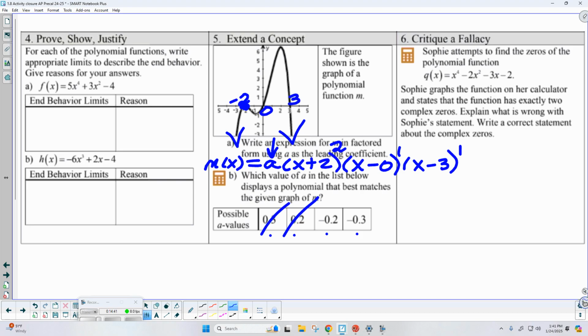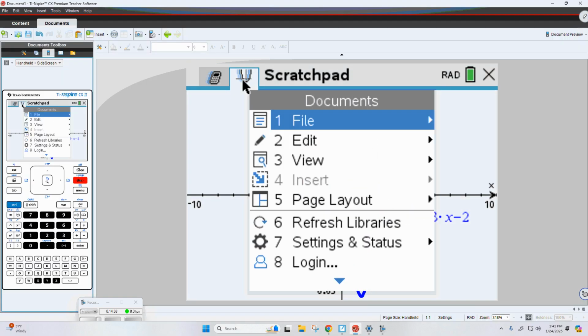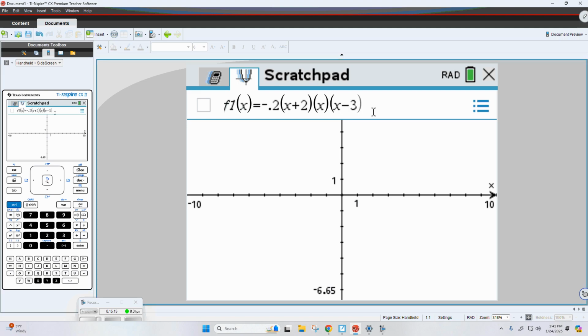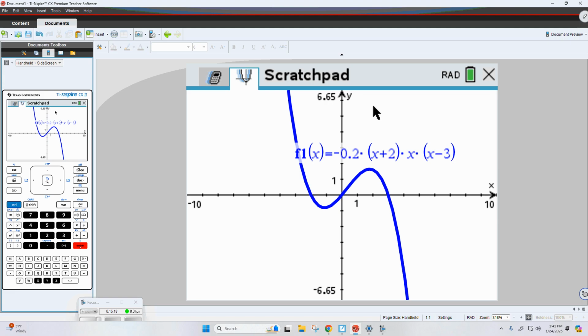Okay. Well, let's go ahead and plug this in with, let's start with -0.2. Let's see which one works out. So it looks like this one right here, probably getting close to 7 for that relative max. Okay, so we have, let's get rid of this. All right, so we have a negative 0.2 times x plus 2 times x. I'll just put x this time. And then x, what was it, minus 3? Okay. There we go. So I'm going to go ahead and push enter. Oh, I see what I forgot.